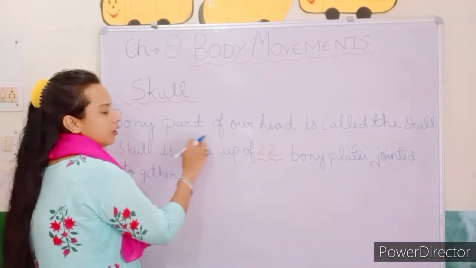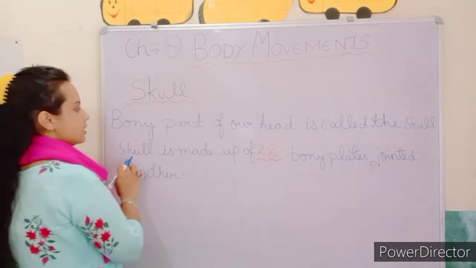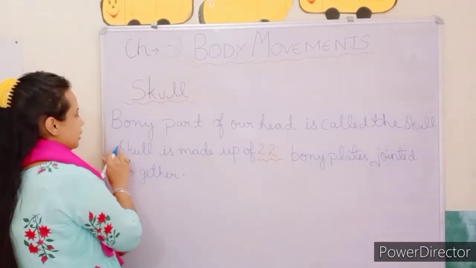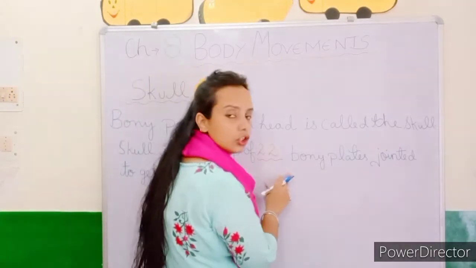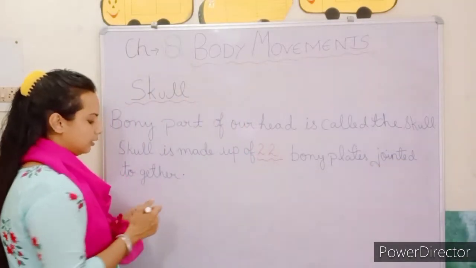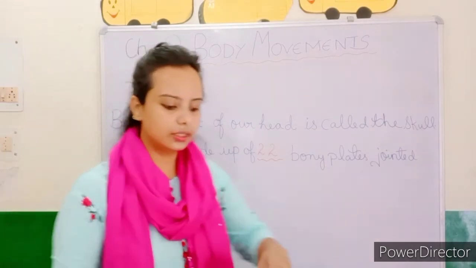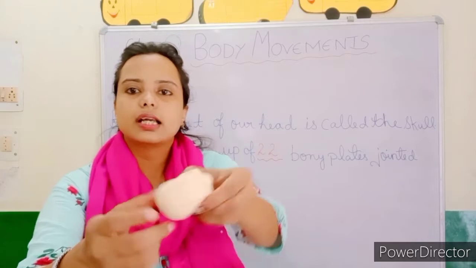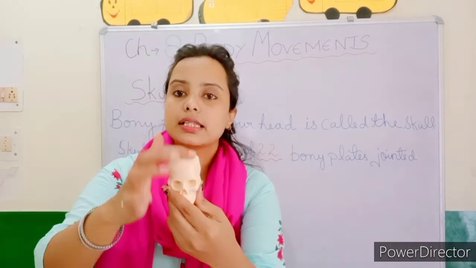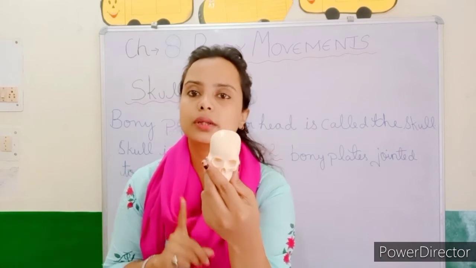The bony part of our head is called the skull. The skull is made up of 22 bony plates joined together. This top bone, the upper part, is known as the skull, and it is made up of 22 bony plates.